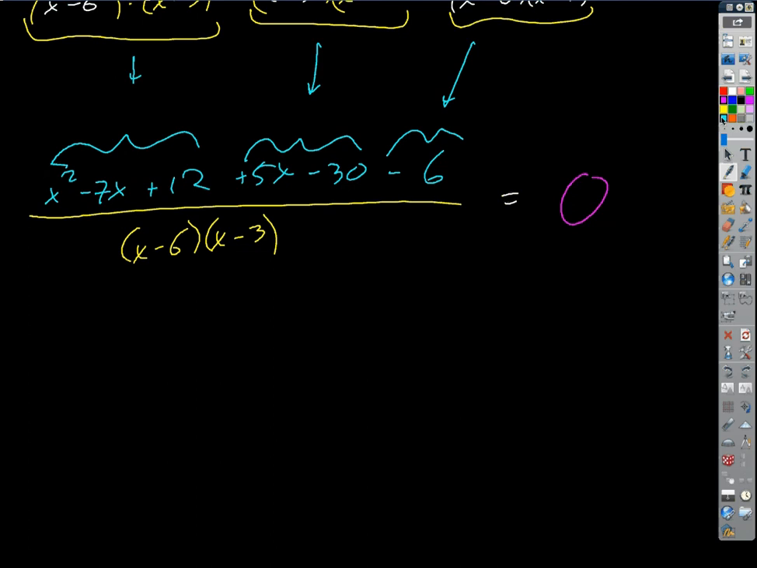And what do we get? So I've got 1 x squared term. Let's add up the x's. Negative 7x plus 5x, negative 2x. So positive 12 minus 30 is negative 18, minus 6, negative 24. And the whole thing is equal to 0, right? So what does that factor into?